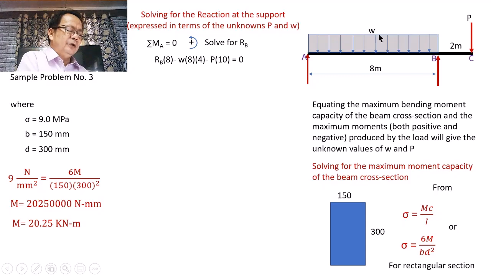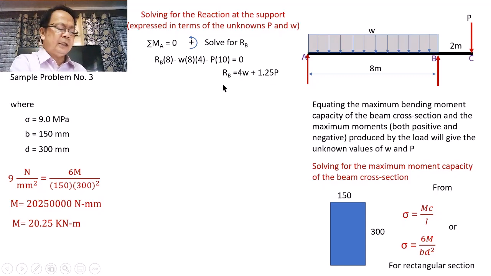Minus W multiplied by the total span, where W is acting, multiplied by the moment arm acting at a distance at the center of the rectangular loading, 4 meter from A. Kaya I have here W times 8 times 4, minus itong moment due to P, which is P multiplied by 10. Ito yon, must be equal to 0. And then from there, masolve natin ngayon yung R sub B equal to 4W plus 1.25P. So mapapansin natin, yung ating RB dito is expressed in terms of the unknowns W and P.